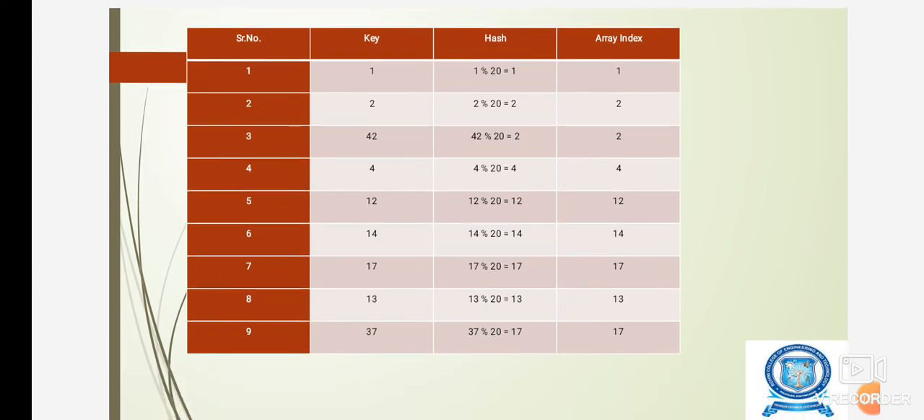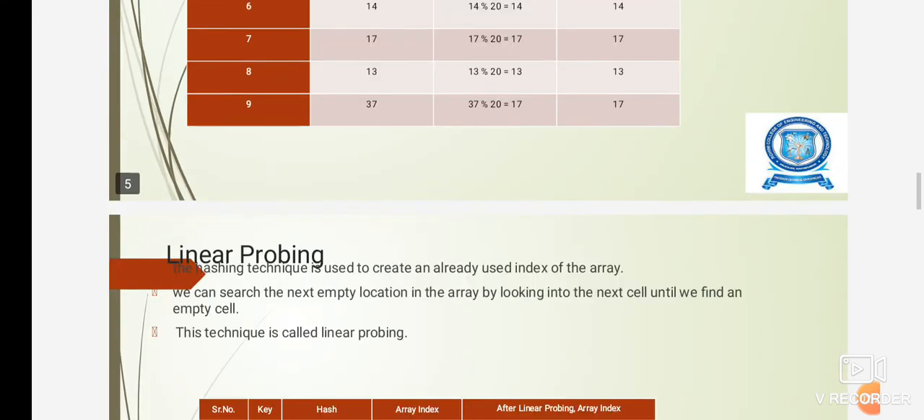And for 17, the index value is 17. For 13, the index value is 13. For 37, the index value is 17. So this way we can store the data in a hash table.